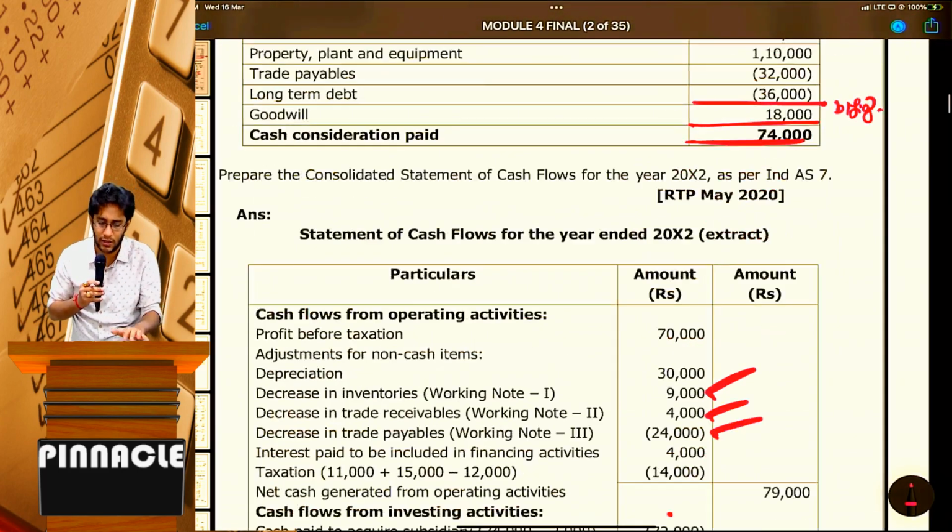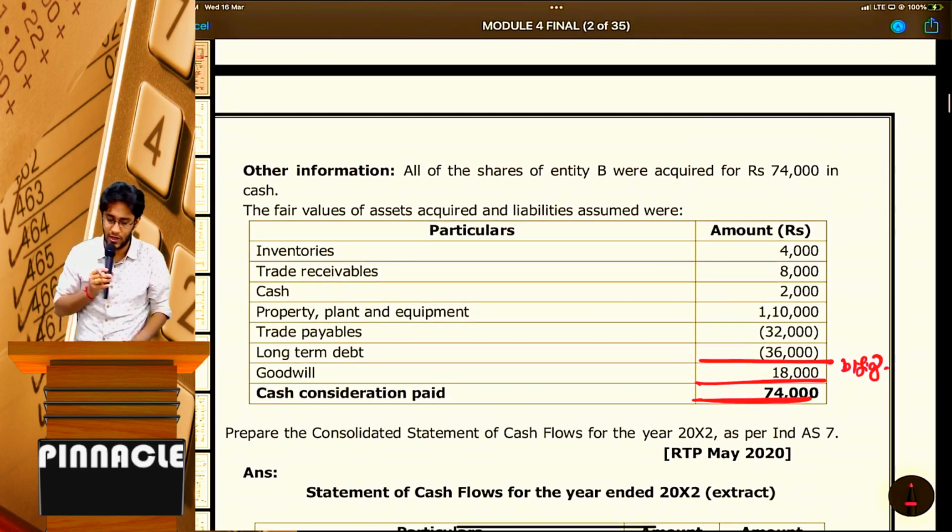Where are they reflected? The 72,000 has everything in it. The list is completely there. In that list itself, the 4,000, 8,000, trade payable 32,000, everything is there. Apart from this, who else is there? Okay, this is fine, you understood. Apart from this, who are there?